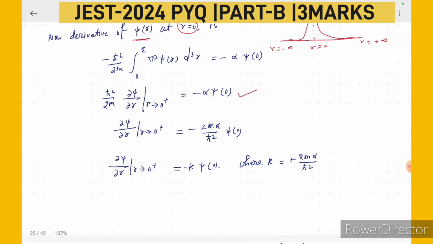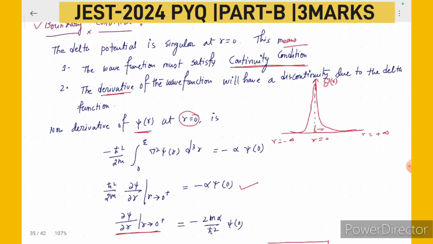So this is equal to ∂ψ/∂r as r tends to 0 plus, the discontinuity, is equal to minus 2mα/ħ² ψ(0). So this is ∂ψ/∂r, the continuity value at r equals 0 plus, the first derivative. So ∂ψ/∂r at r tends to 0 plus equals minus k ψ(0), where k is nothing but 2mα/ħ². Okay, we just calculate the derivative of these functions.